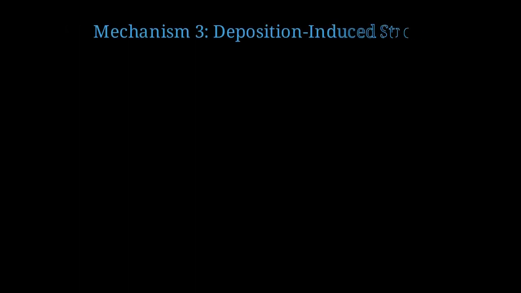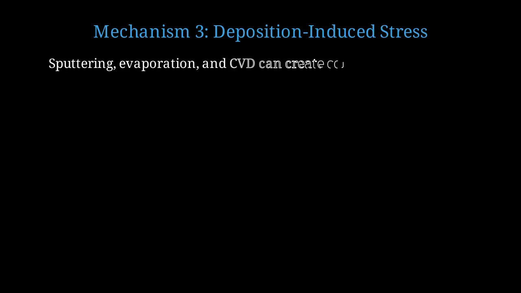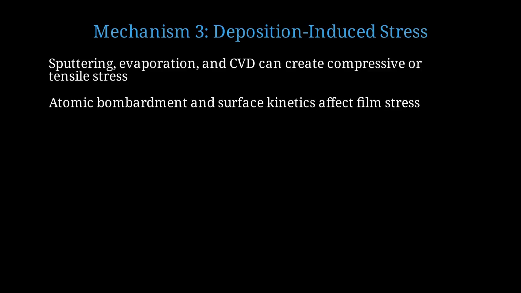The third mechanism is deposition-induced stress. The process of depositing atoms onto a surface can itself create intrinsic stress. Techniques like sputtering, evaporation, and chemical vapor deposition often create films with built-in stress, even without lattice mismatch or temperature changes. The energy of incoming atoms, the surface mobility, and the deposition rate all influence whether the resulting film is in tension or compression.